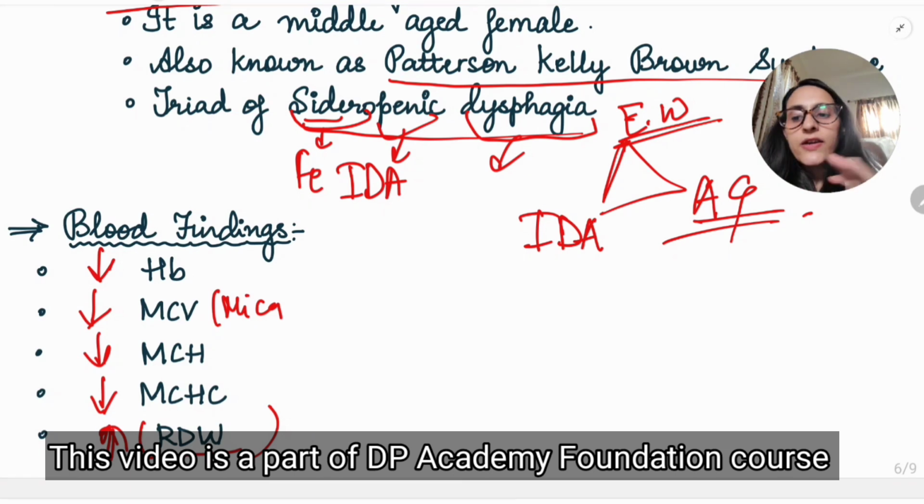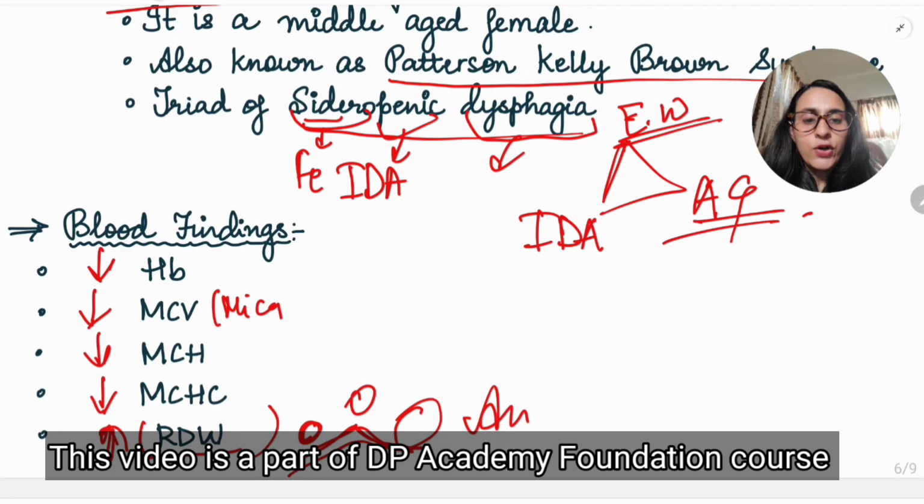That means there is going to be variation in the sizes. There is going to be a small size RBC, a big size RBC, a normal size RBC. So there is going to be a variation in the sizes of the RBC. And what do we call it? We call it anisocytosis. Anisocytosis.